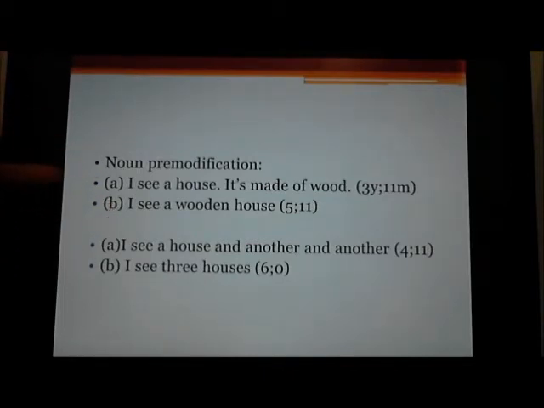So first they say, I see a house, it's made of wood. But once they were able to modify the noun better, they say, I see a wooden house. So you can see it's more concise, it's more clear, to the point. In the second example, I see a house and another and another. That was someone who's 4 years, 11 months, and then someone who's 6 said, I see 3 houses.